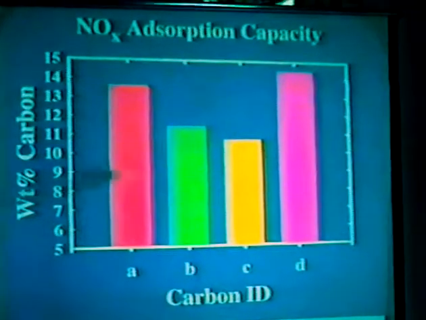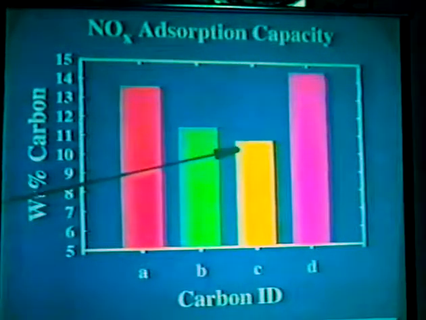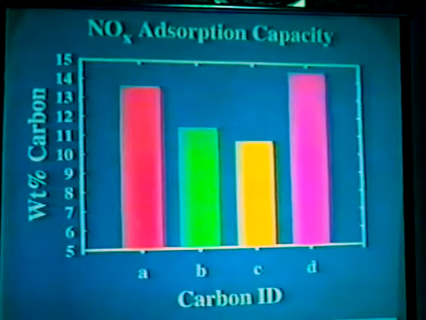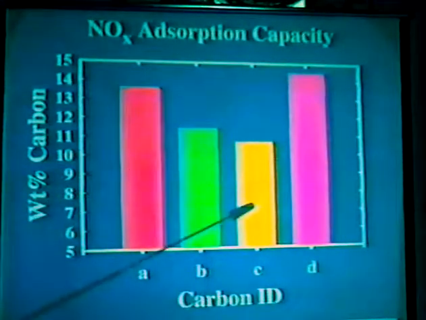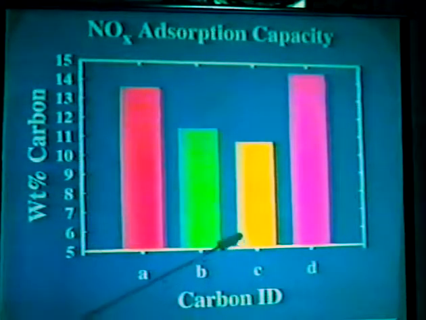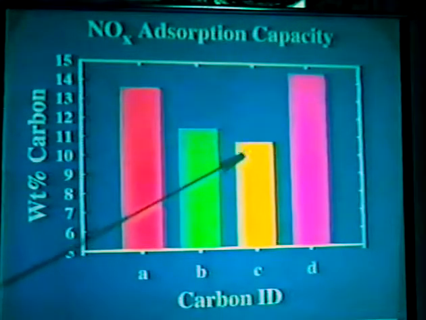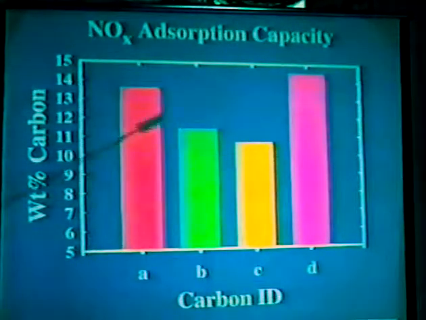Basically, we had adsorption capacities which varied from 11 weight percent of the carbon to 15 weight percent of the carbon. And interestingly, both carbons A and C were coal-based carbons, and their adsorption capacities varied opposite to what you would expect from surface area measurements. The surface area of carbon C, which had the worst adsorption capacity, was half of the BET surface area of carbon A.